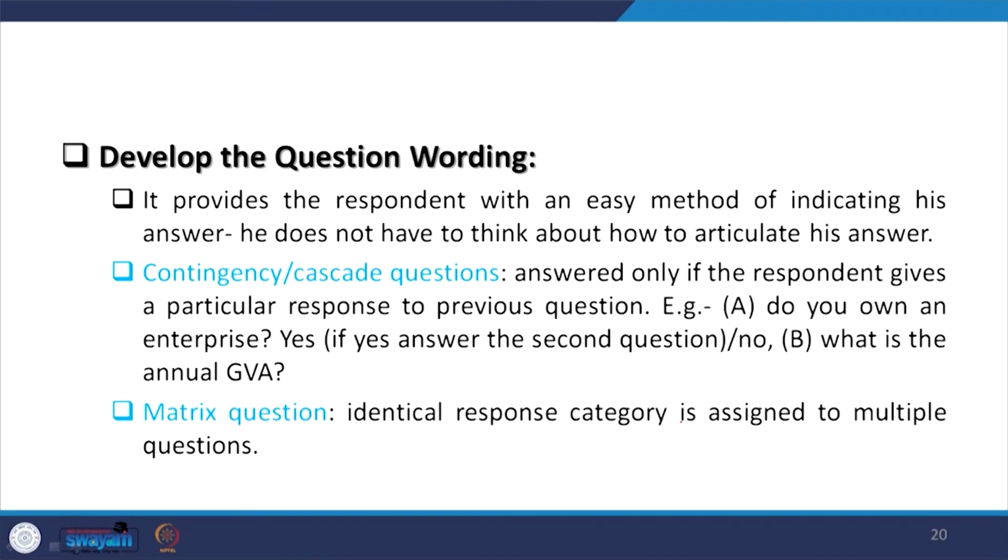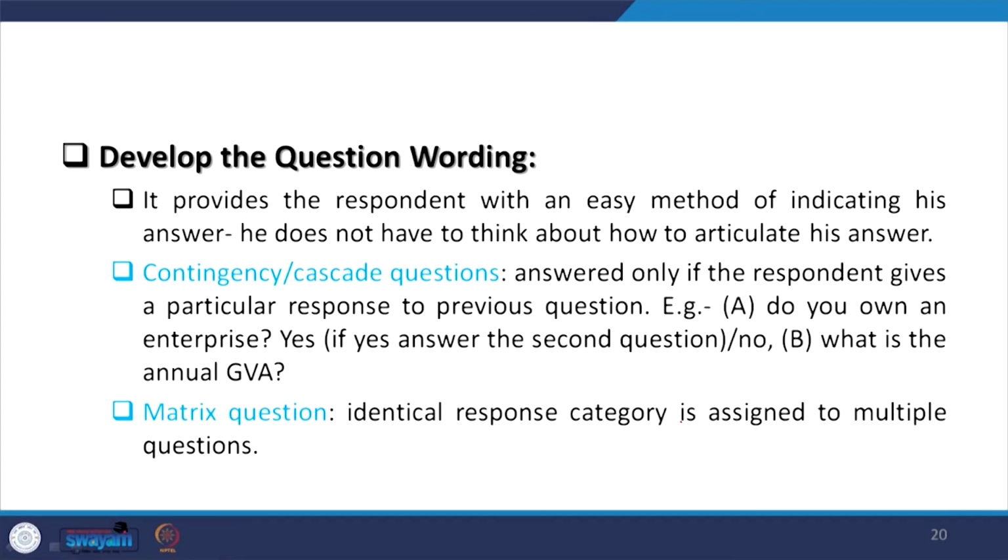Another important feature is developing the question wording. Wording is very important. It provides the respondent with an easy method of indicating his or her answer. He or she does not have to think much about how to articulate his or her answer.